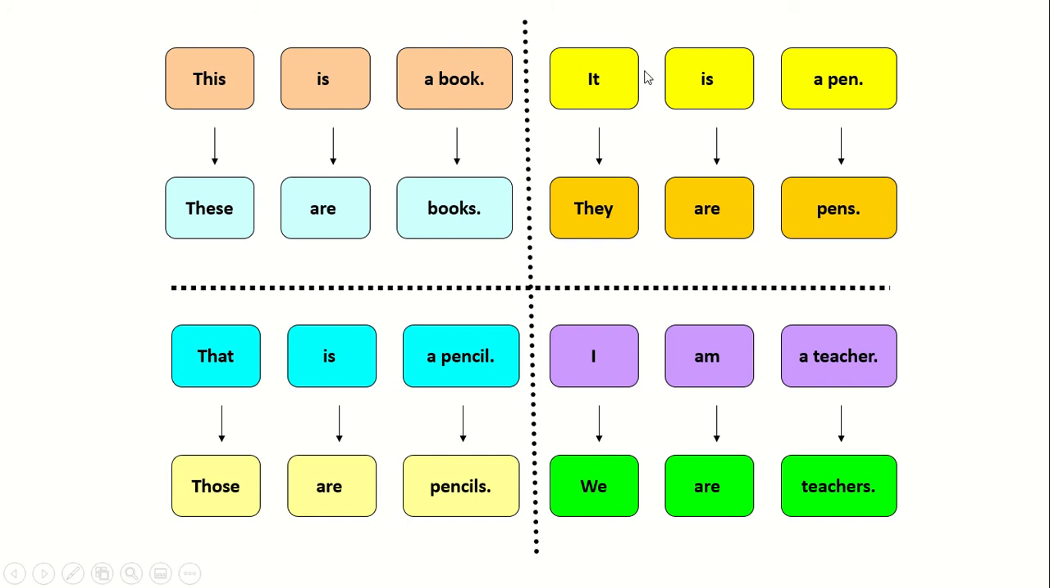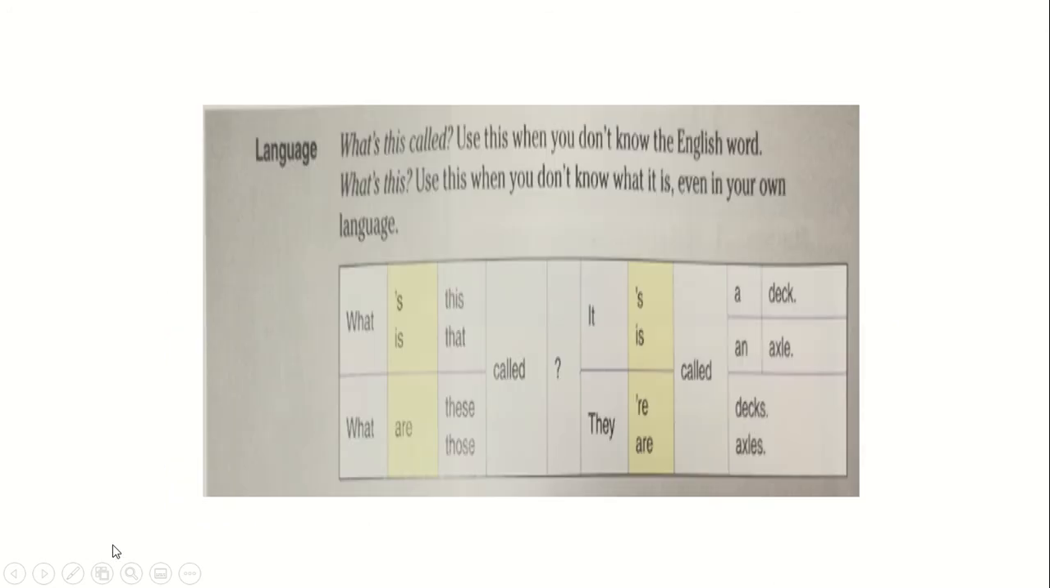So here we learned how to change the singular sentence into a plural one. And we have to pay special care for this, these, that, and those. Now let's move to the book itself, and here this is a language box, study box. We need to read it carefully. What's this called? Okay, we use this when you don't know the English word.